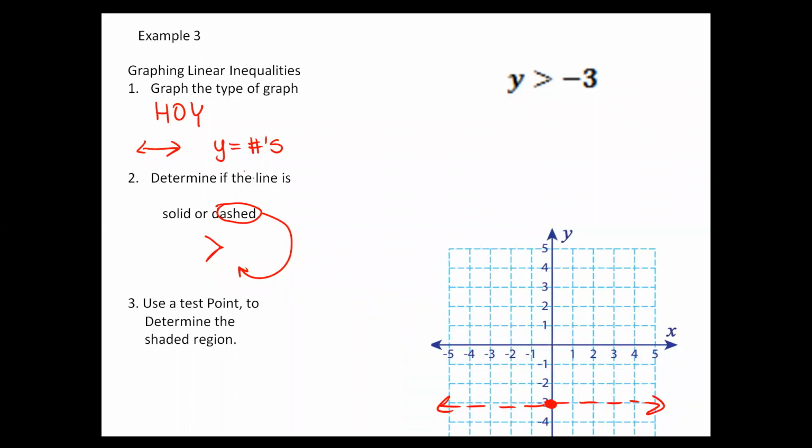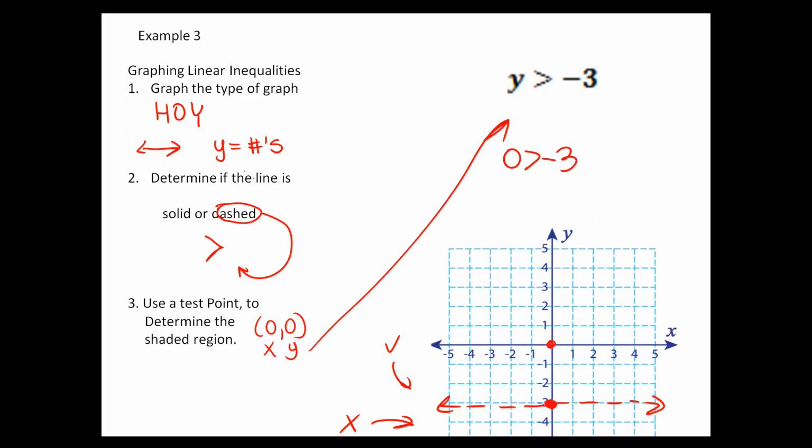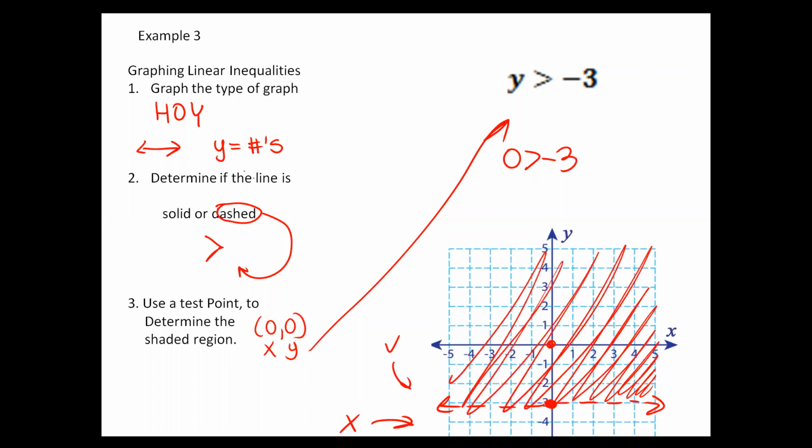Okay, here we go for the next part. We want to be able to determine whether we're shading above. So if it's good, we're going to shade above it. If it is bad, we're going to shade below it, right? Because our test point that we're going to use is 0, 0. We're going to use the origin as our test point. This is x and y. So let's plug it into our equation. 0 is greater than negative 3. Is it good? Is that bad? In this case, you should know by now, 0 is greater than negative 3 on our number line. So it's going to be shading above our graph. So shade, shade, shade.